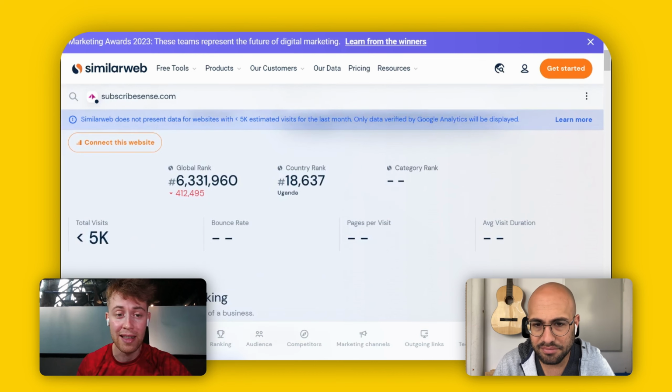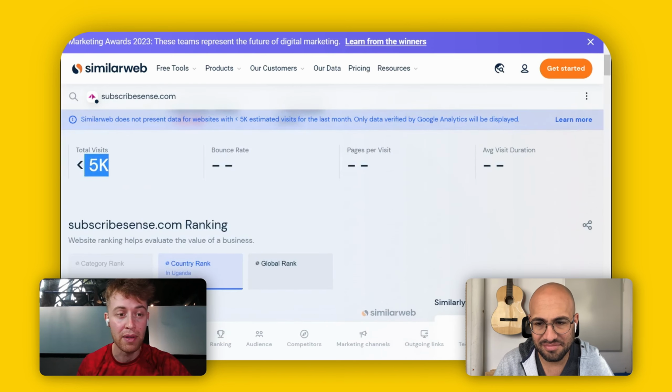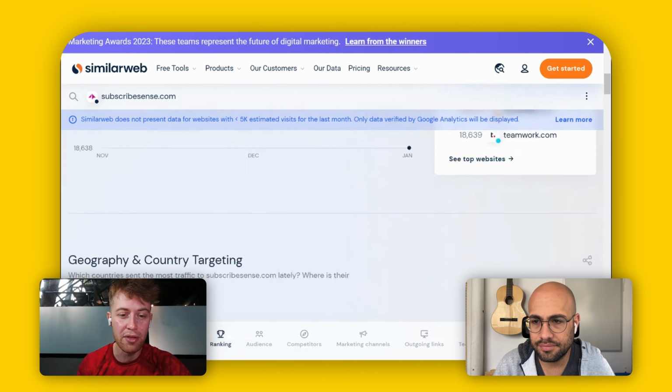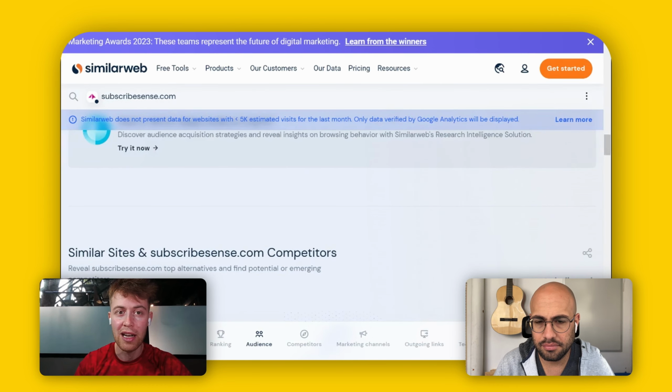I just want to talk about that specific competitor for a second. If you don't know, there's this amazing website called SimilarWeb, and they're showing you a lot of statistics about websites. In SubscribeSense.com's scenario, they don't look very amazing, right? Their global rank is over 1 million. They have less than 5,000 visits a month, and you don't have a lot of data. So this is actually very interesting, because it means you have a competitor in the market, but they're not crushing it yet. So you can.